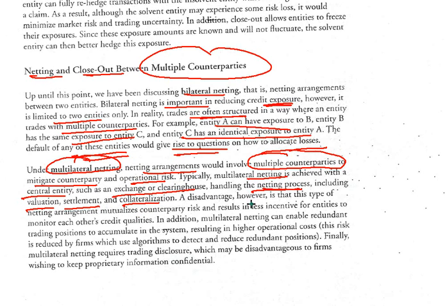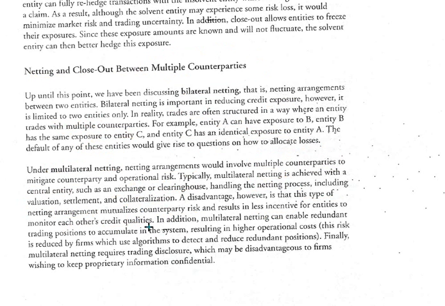However, there is a disadvantage: this type of netting arrangement mutualizes the counterparty risk, and it results in less incentive for entities to monitor each other's credit qualities. Because of this, you are not monitoring the credit qualities. Multilateral netting can also enable redundant trading positions to get accumulated in the system. Overall the position is null, but individually you will still have to manage them, which will result in high operational cost, right?